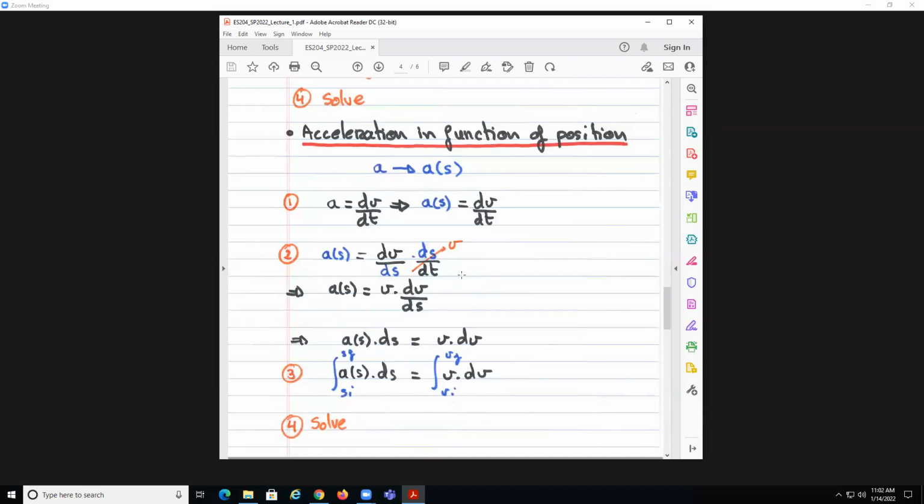So the first case we're going to do, and actually is the most complicated, we're going to look at this time the acceleration as a function of position.